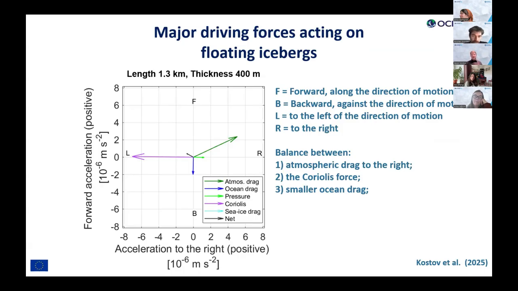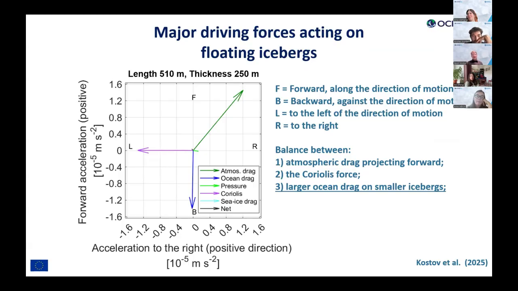So you can see that for these large icebergs, large and thick tabular icebergs, we mostly have a balance between atmospheric drag acting almost to the right of the direction of motion, the Coriolis force to the left, and a small ocean drag.